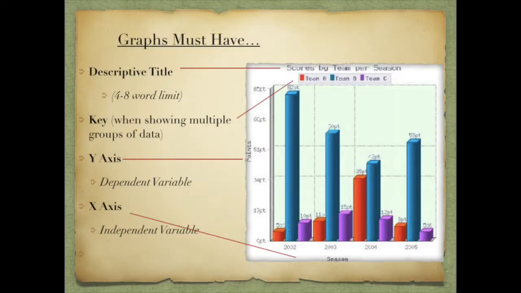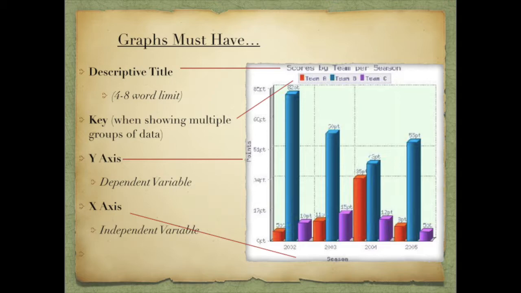Now, when you make a graph, and we make anyone a graph, it needs a few things. Give it a descriptive title so that anyone who looks at it knows what they're looking at. Usually keep it 4 to 8 words. In the example, you're looking at scores by team per season. And we can pretend this is basketball.